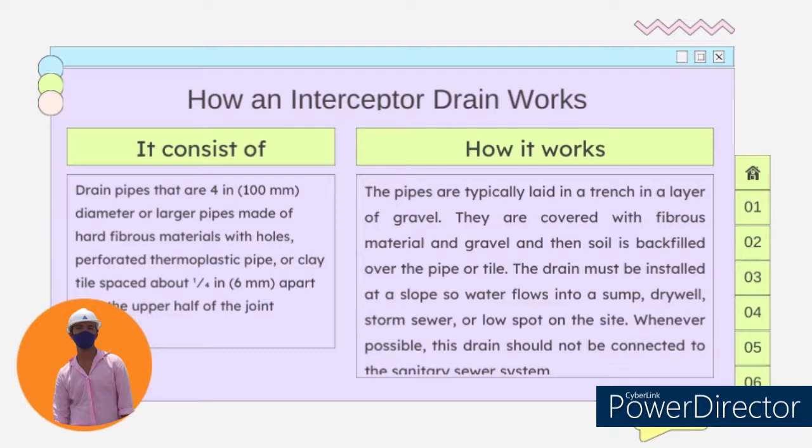So how does it work? The pipes are typically laid in the trench in a layer of gravel. They are covered with fibrous material and gravel, and then soil is backfilled over the pipe or tile. The drain must be installed at a slope so water flows into a sump, dry well, storm sewer, or low spot on the site. Whenever possible, this drain should not be connected to the sanitary sewer system.